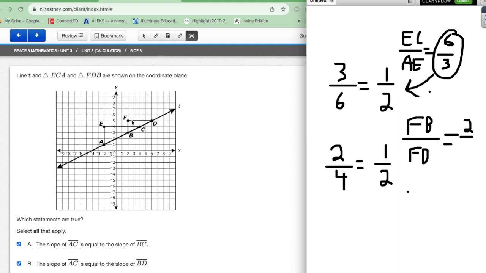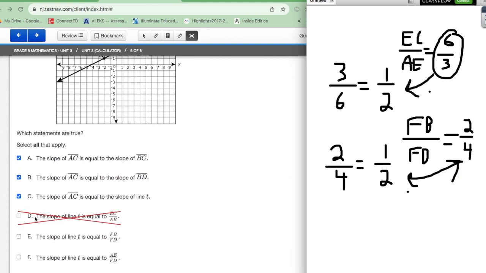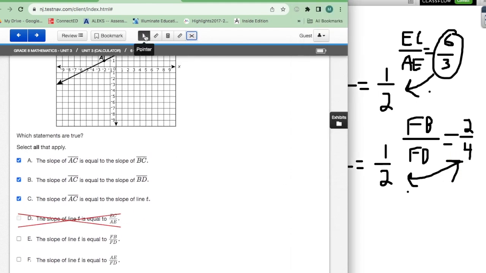Okay. FD is 1, 2, 3, 4. That's actually what we found out before. That is the same. So that works. All right. So I'm going to choose that answer this time. And now let's check out the last one.